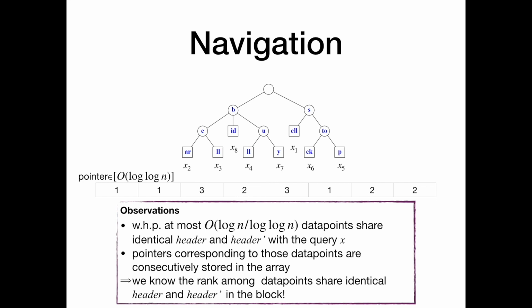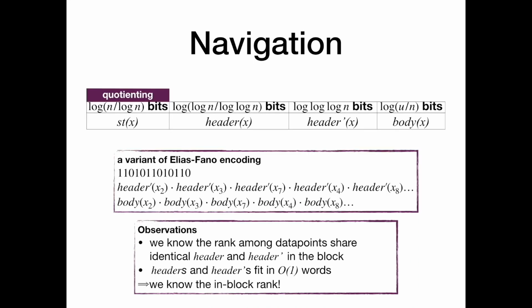For example, assume the headers are B and S. To retrieve X5, we retrieve these pointers, and we find that the pointer corresponding to X5 is the second 2. So, we know that in block 2, there are data points with headers S, and X5 is the second one among these data points. On the other hand, all the headers fit in constant number of words. Given the headers and the rank, we immediately know the in-block rank of the desired data point.